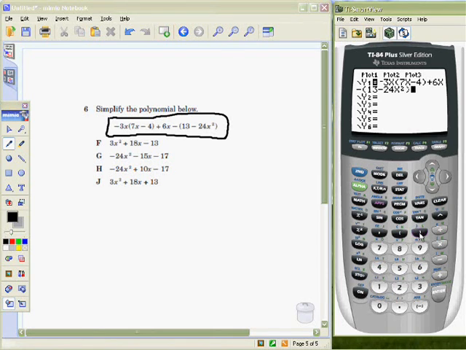And it is very important that we go back and check to make sure we entered it in correctly. So I have negative 3x, parenthesis, 7x minus 4, close parenthesis, plus 6x minus, parenthesis, 13 minus 24x squared, close parenthesis.